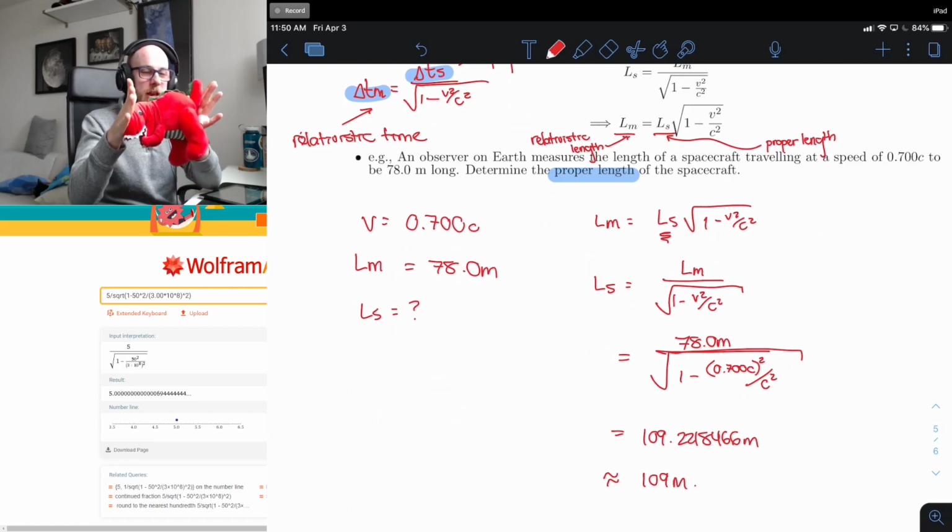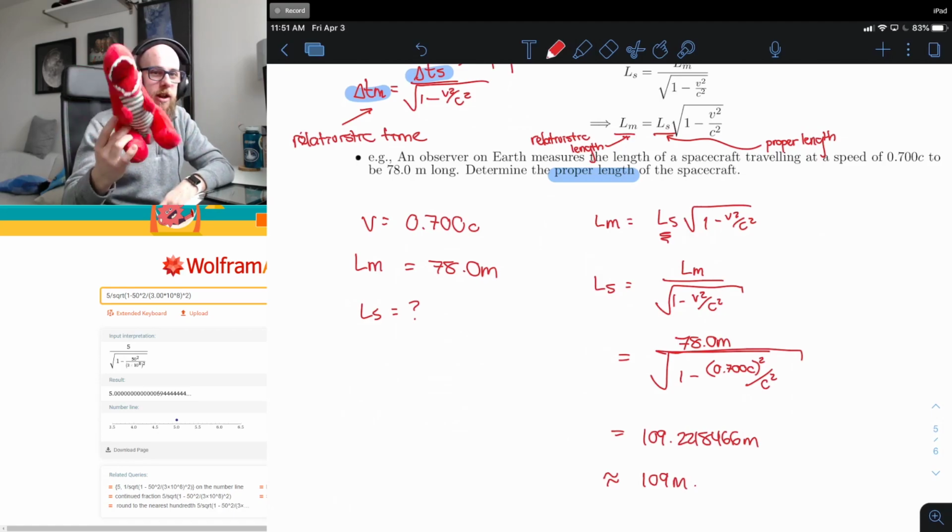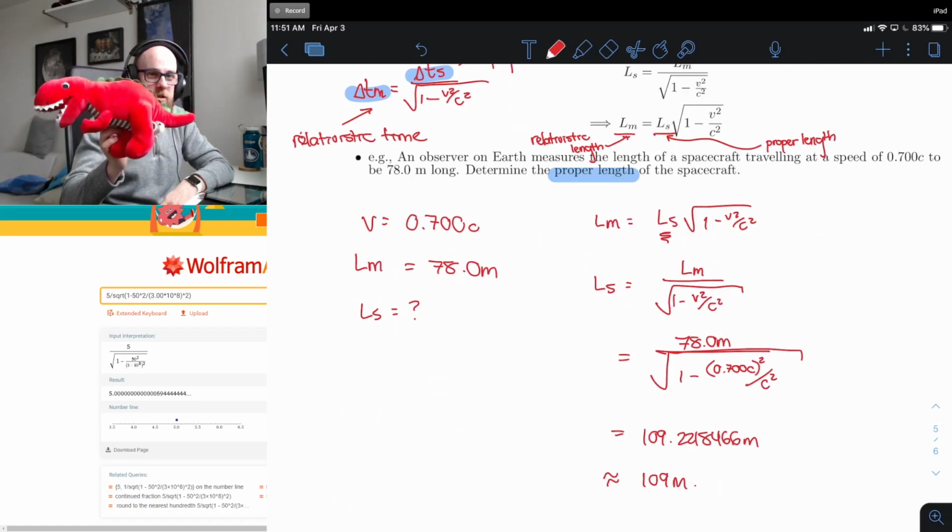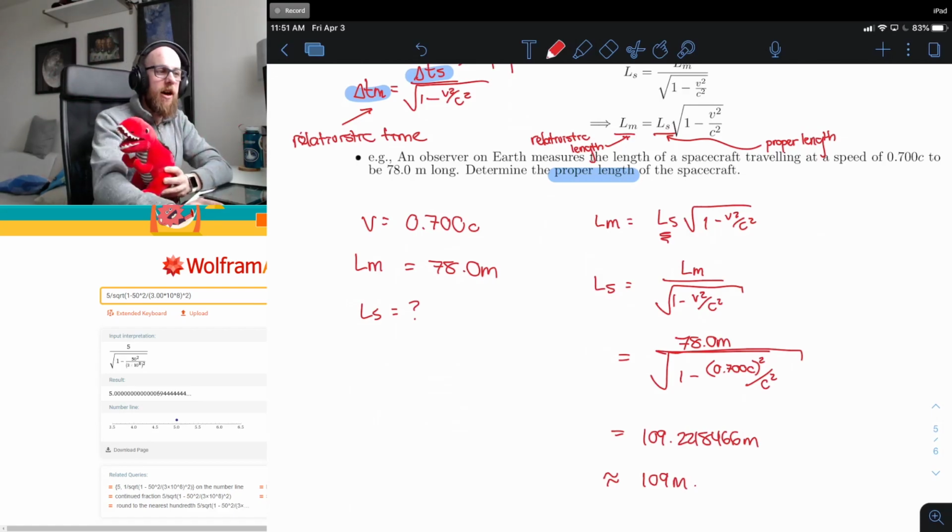So the spacecraft would look something like this, right? However, when we bring that spacecraft back to Earth, it's back to normal, right? It has the same length that it does on Earth, right? Any questions about that?